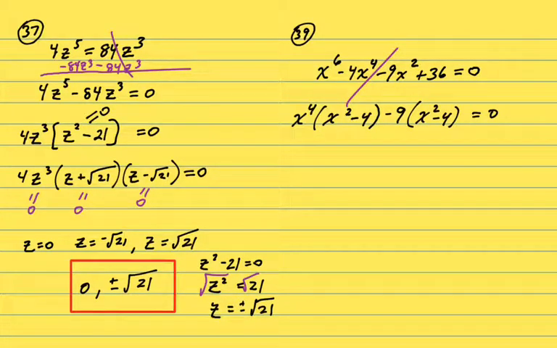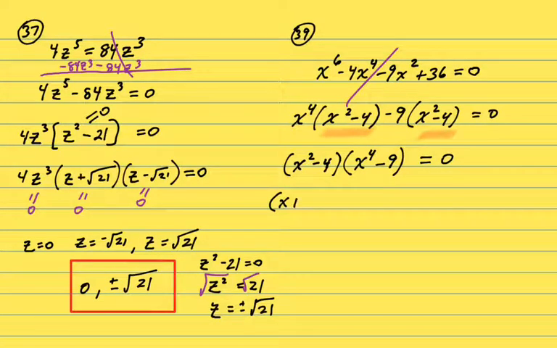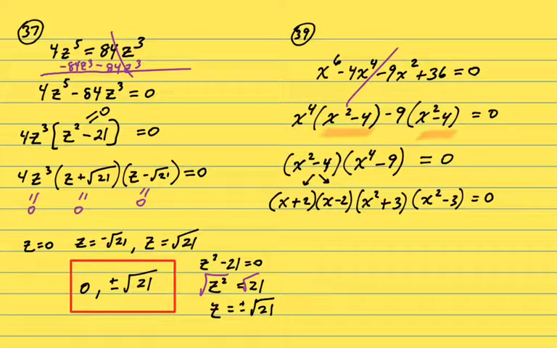Do both of these contain an x squared minus 4? So I factor that out, times what remains: x to the 4th minus 9. Now this factors as the difference of squares into x plus 2, x minus 2. This will factor into x squared plus 3 and x squared minus 3. Only one of these could factor further, the difference of squares here, but we could set each of these equal to 0 right now.